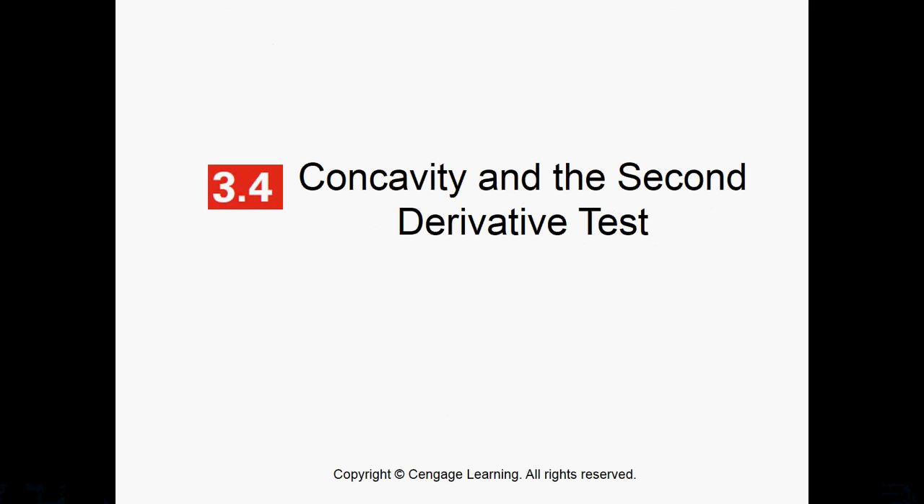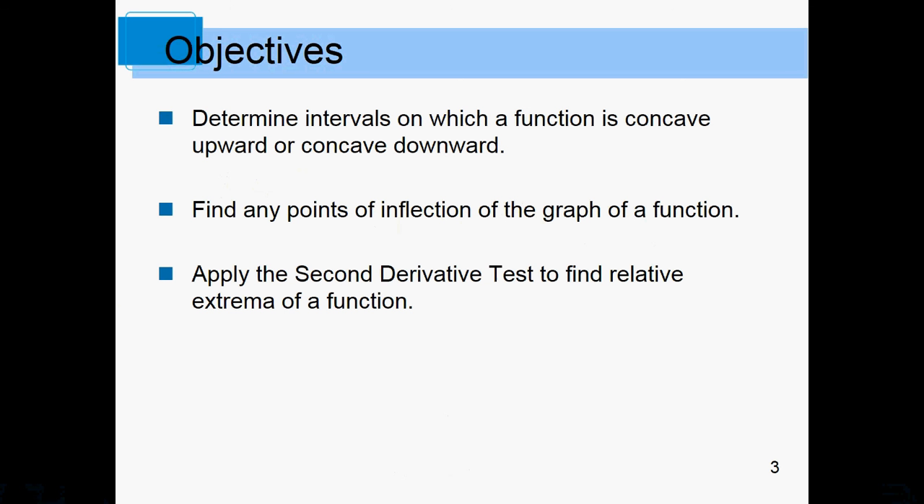So we're talking now about concavity and the second derivative test. So we've done the first derivative test. Now we want to talk about the second derivative test. In this section, we are going to determine intervals where the function is concave up and concave down. We're going to find points of inflection, and we're going to apply the second derivative test to find relative extrema. So remember, the first derivative test was to find relative extrema as well. We're going to have a second derivative test that also does this.